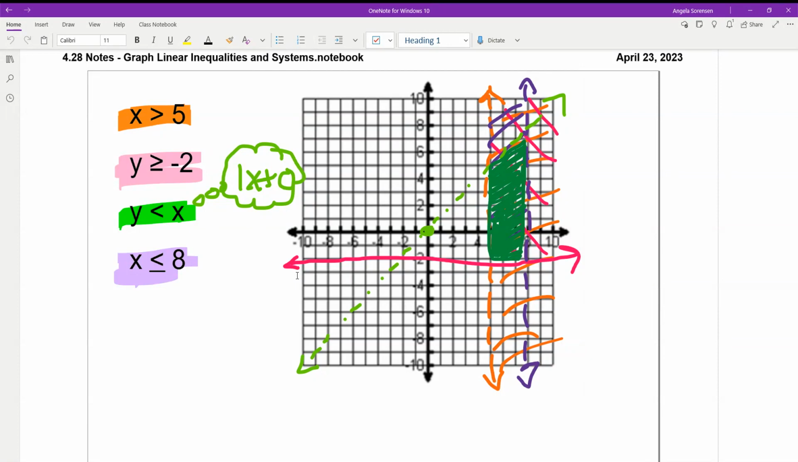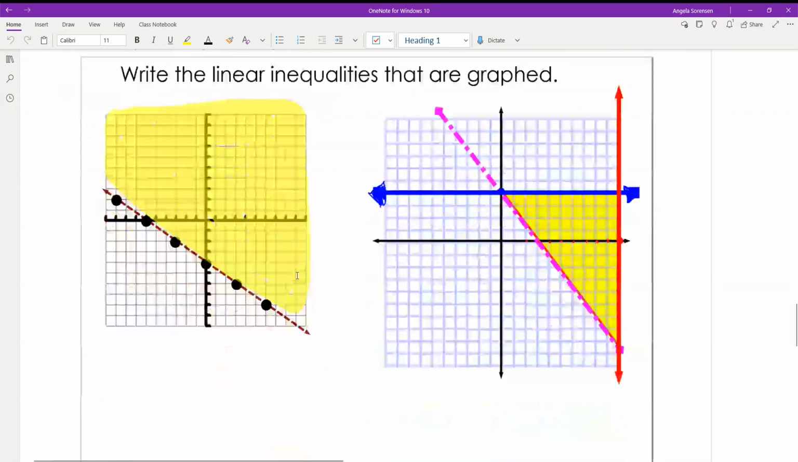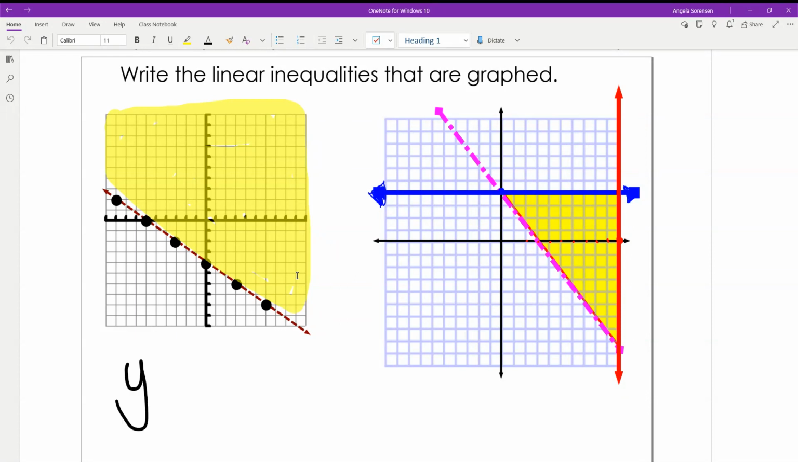Okay. All right, writing linear inequalities. So we're going to start with y here, okay? And do you think that this is y is greater than or y is less than? Greater than, right? It's shaded above the line. So it's greater than. Is it going to be greater than or greater than or equal to? Greater than, because y. Dash.